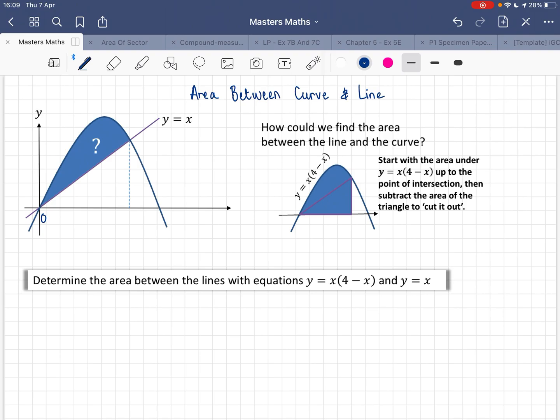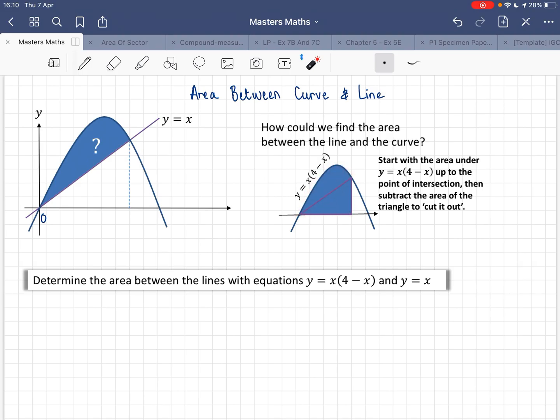So the question would look something like this. Determine the area between the lines with equation y equals x(4 minus x), that's your curve, and y equals x, that's your straight line. So what we're trying to find is this shaded blue area here. To do that, we could start by finding the area under the curve, which is this blue area here.